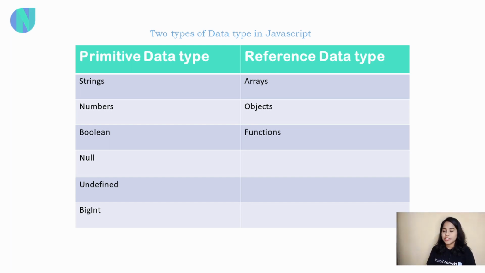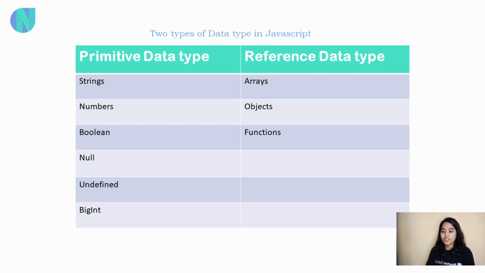As you can see on the screen, we have strings, numbers, boolean, undefined, null, BigInt and symbol under our primitive data types. And similarly under reference we have arrays, objects, functions and dates, right? So let us see how these things work and how they behave in JavaScript.